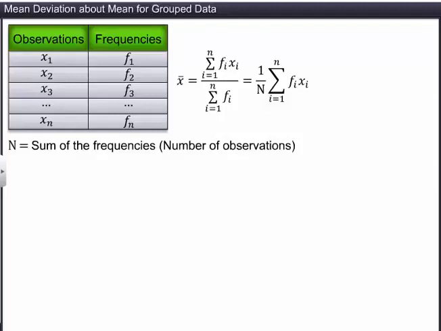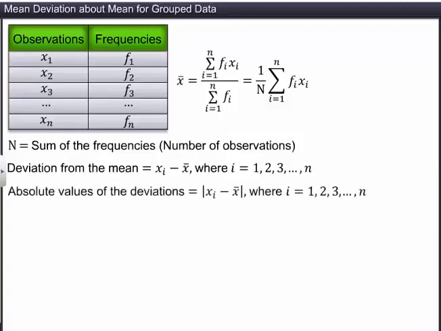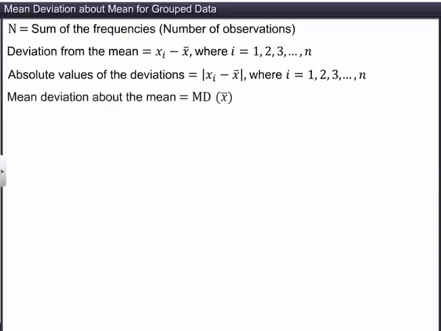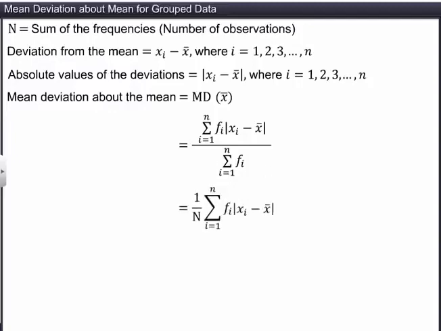Now, the deviations of the observations xi from the mean x bar is xi minus x bar, where i is equal to 1, 2, 3, and so on up to n. Next, we'll find the absolute values of the deviations. Finally, the mean deviation can be obtained by finding the mean of the absolute values of the deviations. This formula gives the mean deviation about the mean of a discrete frequency distribution.